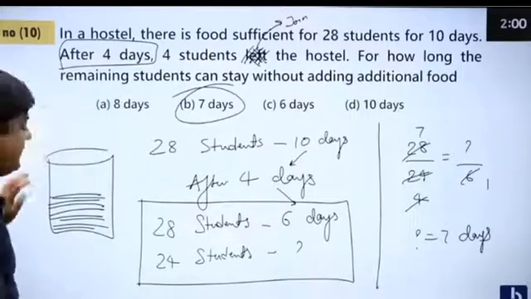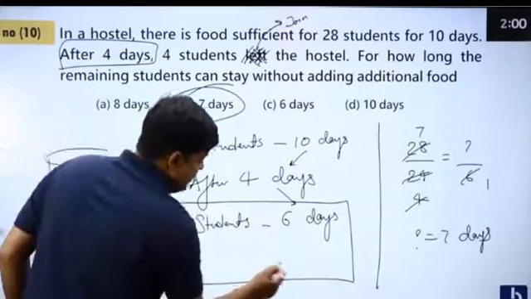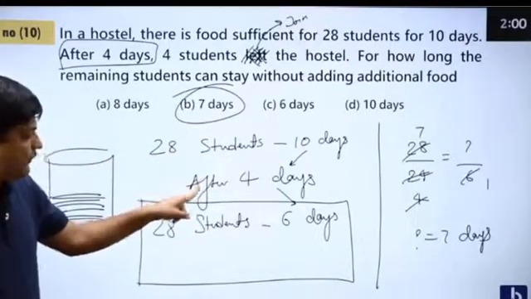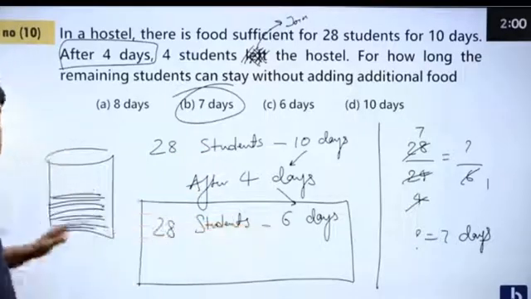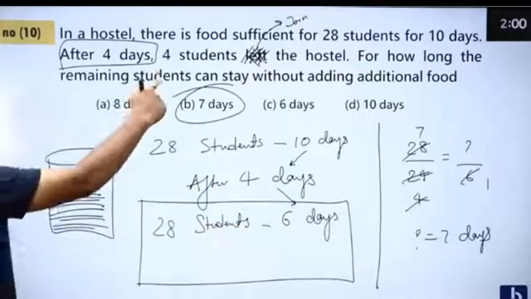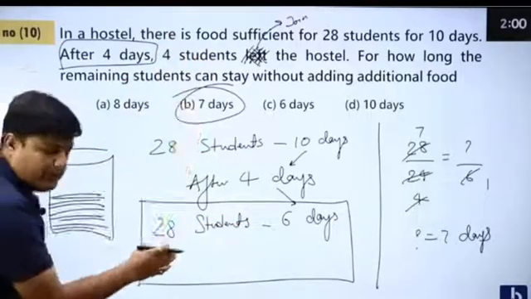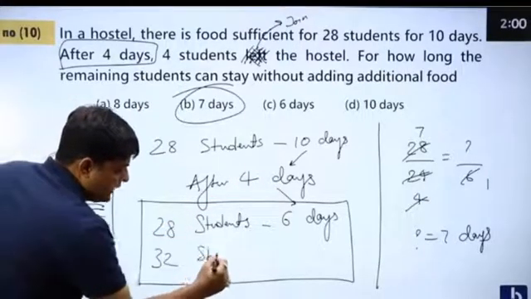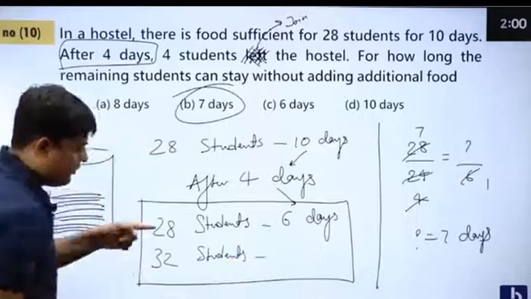What we are supposed to do now? Let's see here, everybody. We are not doing anything. 28 people for 10 days. After 4 days, the same 28 people for 6 days. Now, here he told you that 4 people joined the hostel. Now, 28 people, 6 days of food is there. Now there are 32 people. How 32? Because it is 28 plus 4.